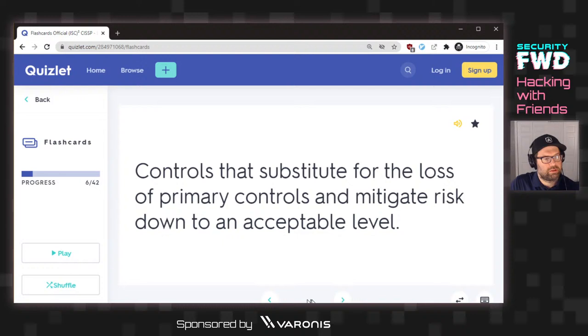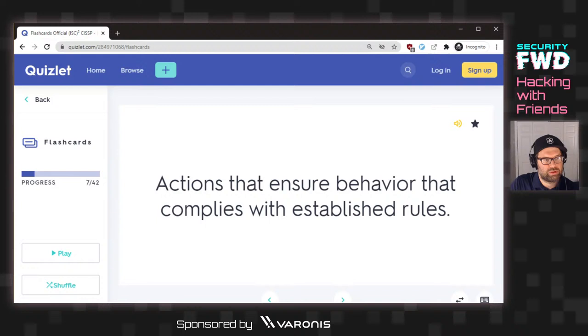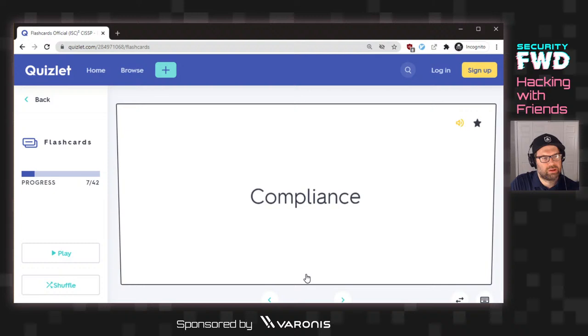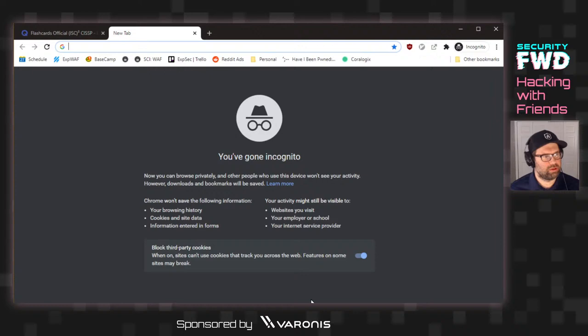All right. Actions that ensure behavior that complies with established rules. Sounds like controls to me. Compliance. What threw me off was the actions. With compliance, I always think of regulations. Compliance versus controls.